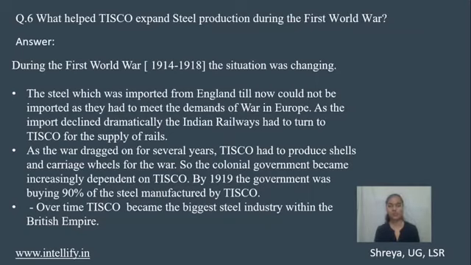TISCO also got the opportunity to produce shells and carriage wheels for the war. So the colonial government became increasingly dependent on the TISCO company. If we look at the data, by 1919 the government was buying 90% of the steel manufactured by TISCO. And as a result, over time, TISCO became the biggest steel industry within the British Empire.